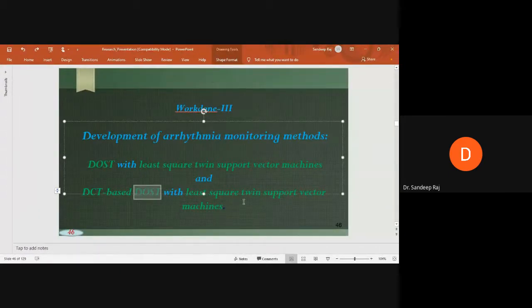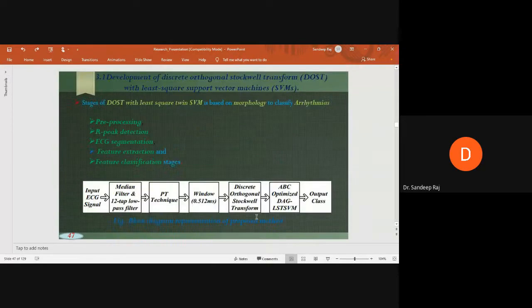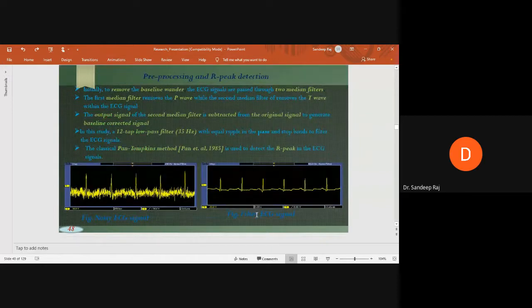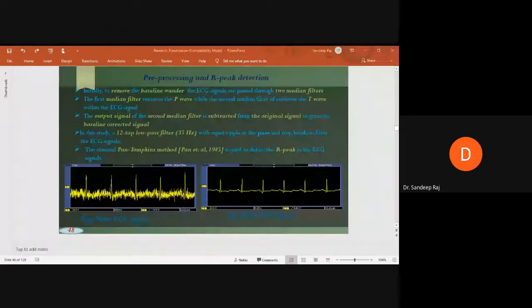If you study the support vector machine, there are several concepts that have been given. And in this case, these are the hardware results for pre-processing. On the left hand side is the noisy ECG signal, and on the right hand side we have the filtered ECG signal. For filtering, we use a median filter, which removes the P wave, while the second median filter removes the T wave within the ECG signal.